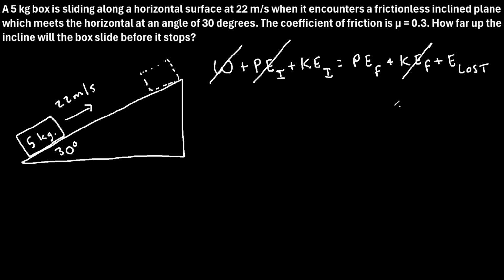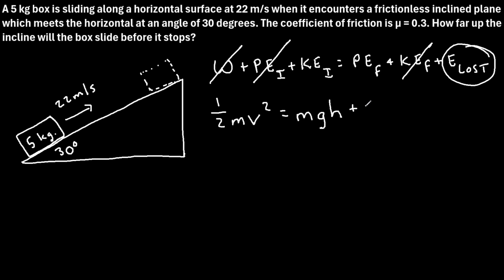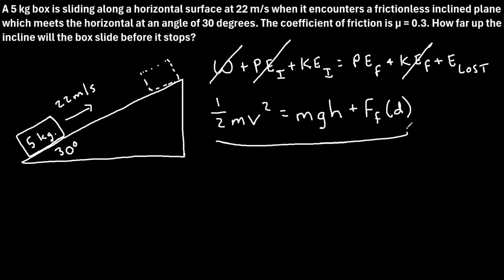So let's go ahead and fill in the formulas that we know. The kinetic energy is equal to 1/2 times the mass of the block times the velocity squared. On the right-hand side, the final potential energy is equal to the mass of the block times the magnitude of gravity times the height, h. Plus this energy loss due to friction, which is calculated as the force of friction, let's call that little f, times the displacement of the block. This is the equation we're going to use to solve for d, the displacement, or in other words, the distance that the block moves up the incline.